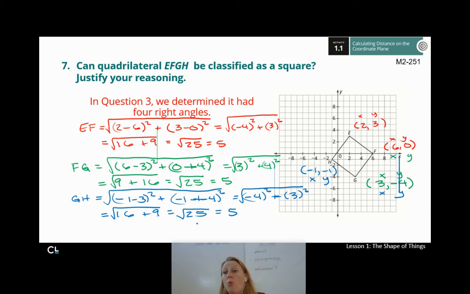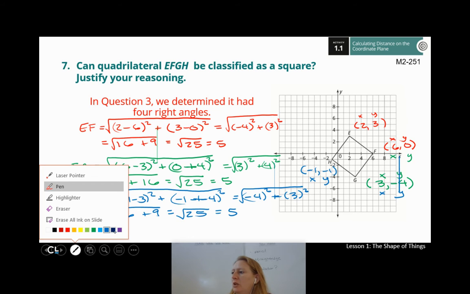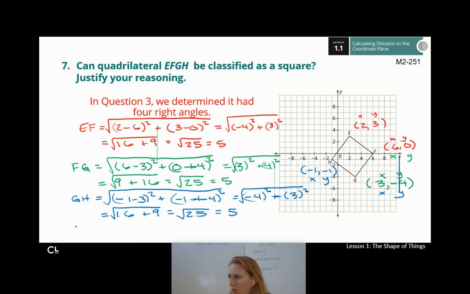We have to make sure the last one matches. You have to prove all 4 sides are congruent if you want to prove this thing is a square. So last set of sides, let me do one more color here. So let's do HE. So my coordinates XY, XY, awesome. So 2 minus a -1 squared plus 3 minus a -1. I've got to make sure I get all the negatives in there. So 3 minus a -1.